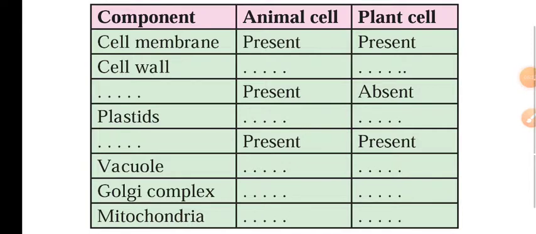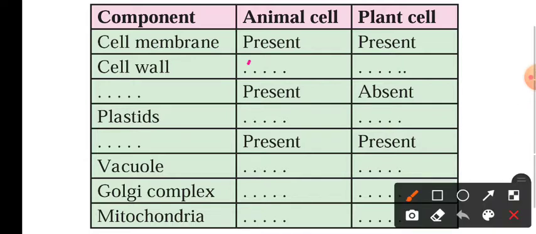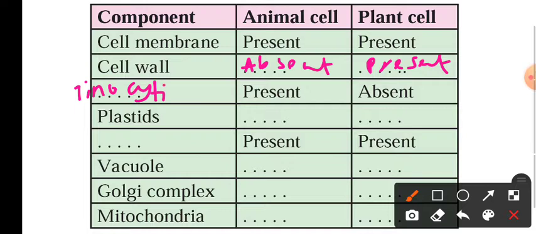Here the first one they have given is the cell membrane, which is present in both. Then the cell wall they have given. Here the cell wall is absent in the animal cell, present in the plant cell. Then here we can write pinocytic vesicle, which is present in the animal cell and absent in the plant cell. Plastids are absent in the animal cell, present in the plant cell.